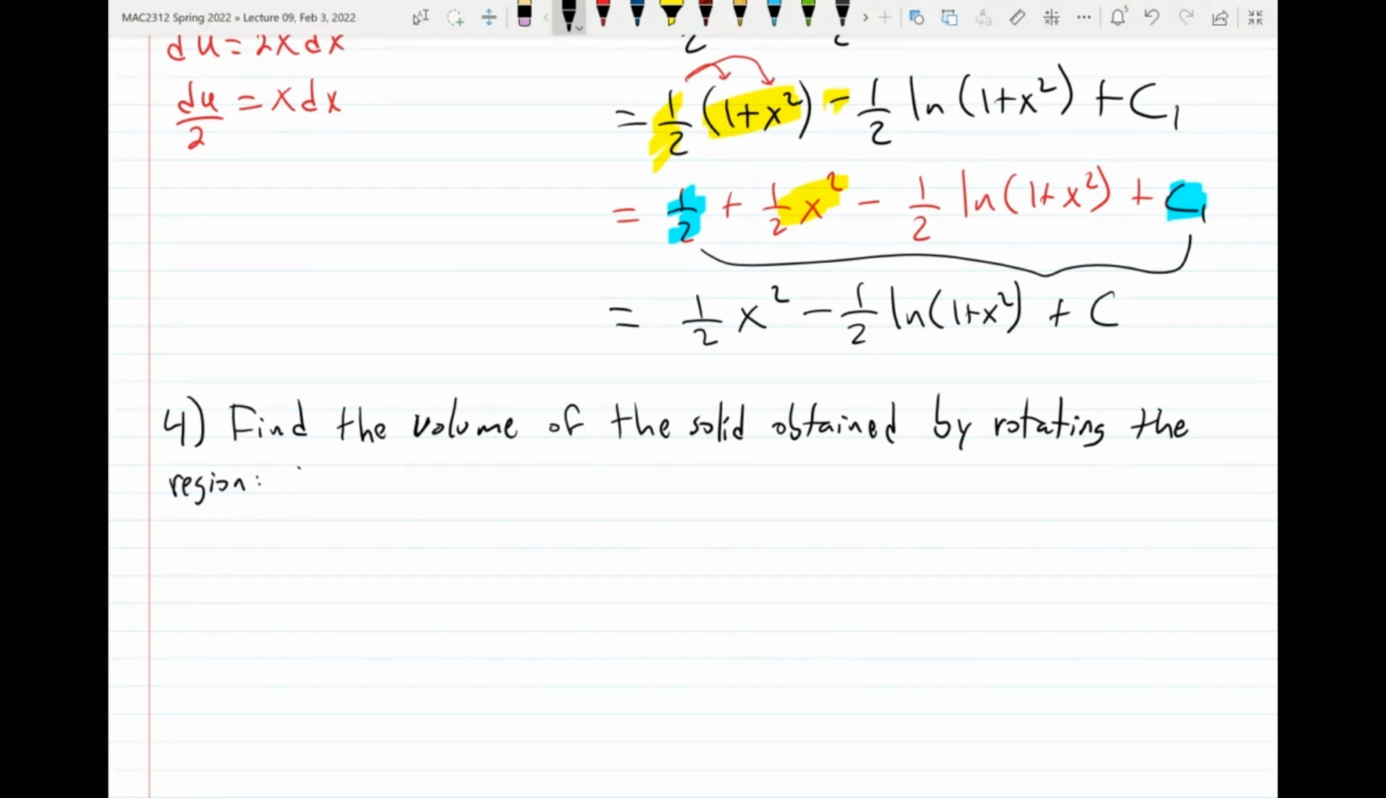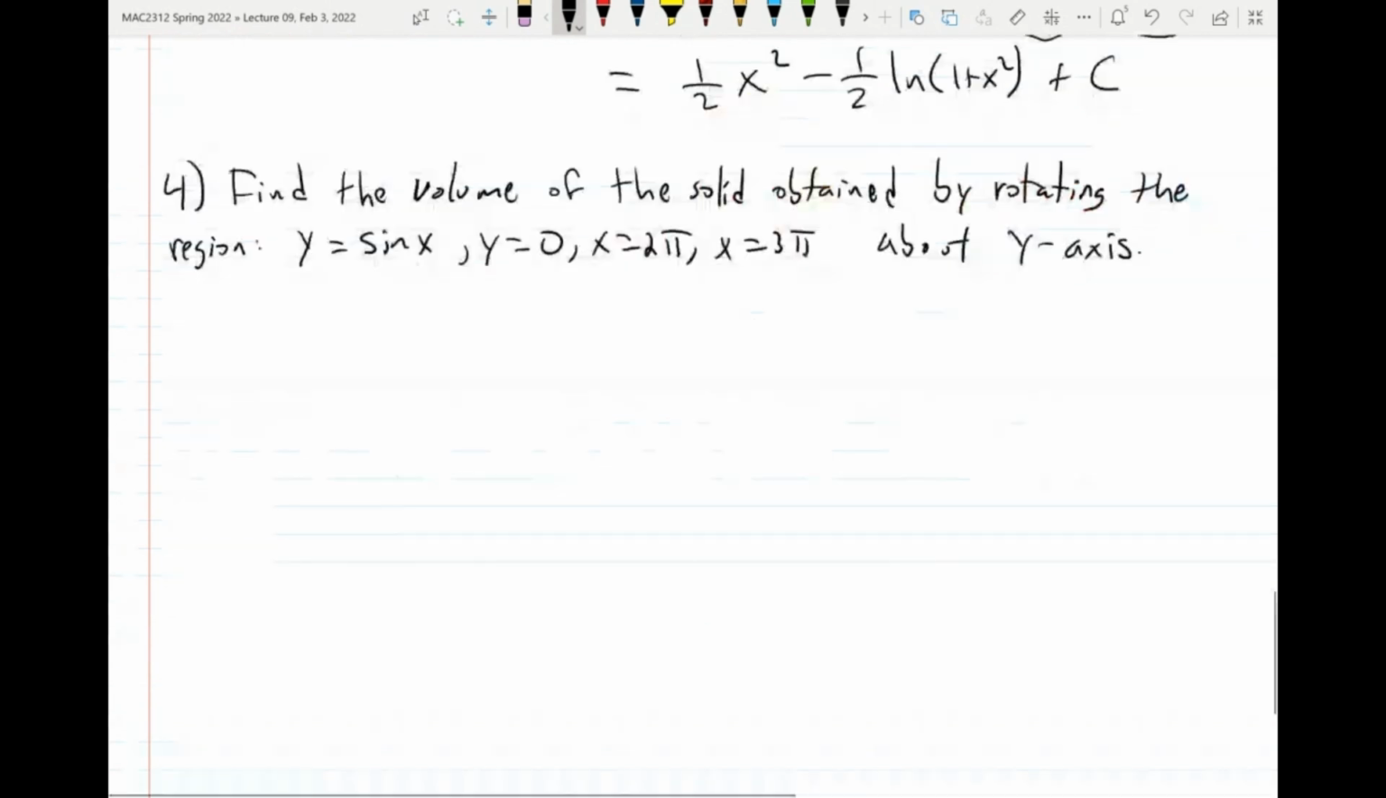the following region. So the region given by y equals sine of x, y equals 0, x equals 2 pi, x equals 3 pi. So that's the region, and we're going to rotate this about the y-axis. Okay, that's the question. So we want to find the volume of the solid obtained by rotating this region. Let's see if you can tell me more or less what type of solid we're going to obtain. Let's first draw the picture.